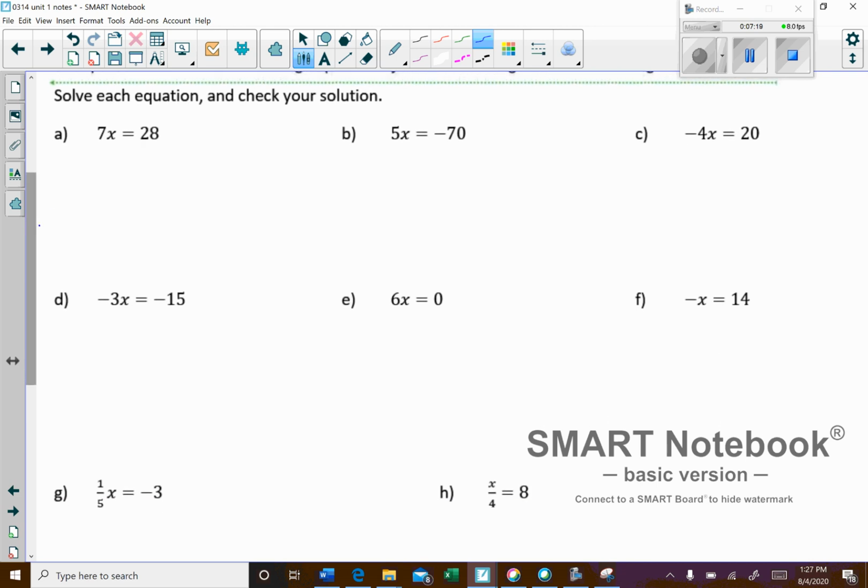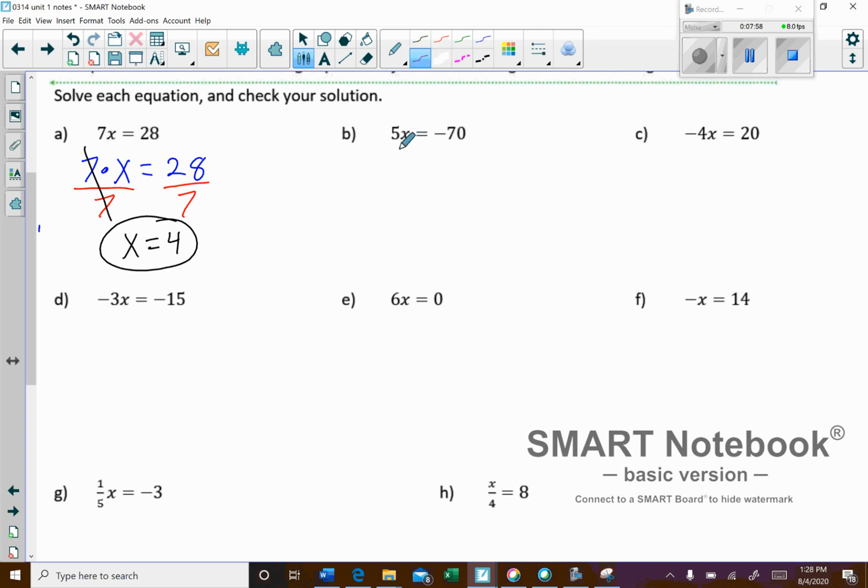So if we look at this first one right here, we have 7 times x equals 28. Now what you could do is multiply both sides by the reciprocal of 7, which should be 1/7. Or what might be a little bit easier, just go ahead and divide both sides by 7. So I'm going to undo the 7 times x by dividing by 7. Now what I do to one side, I have to do to the other side. So I divide both sides by 7. The 7's cancel out on the left, and I'm left with x equals 4. That's what I get for my first one.